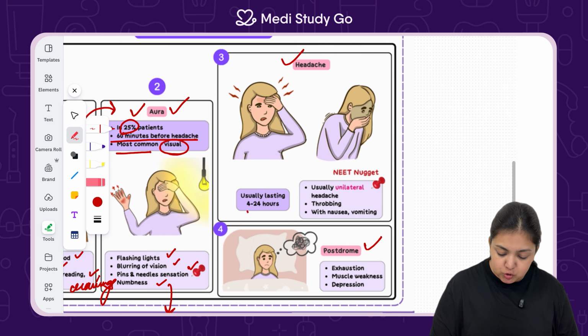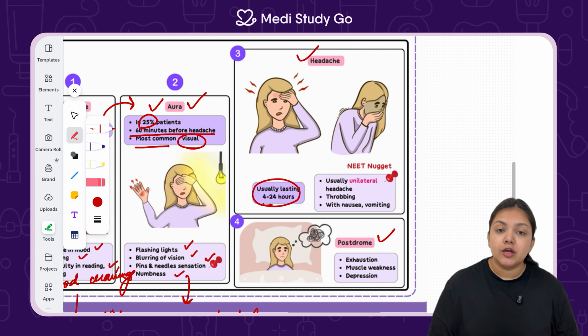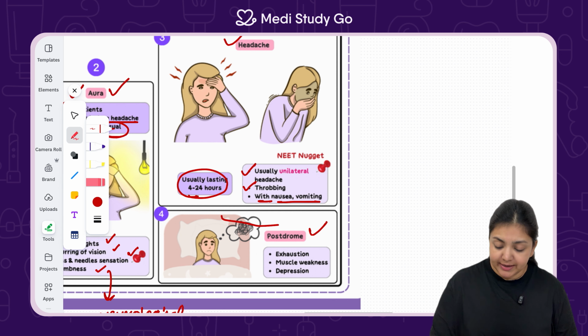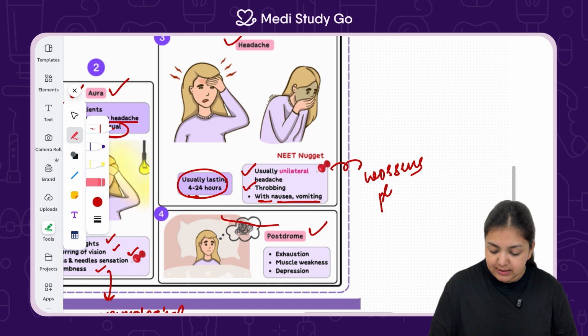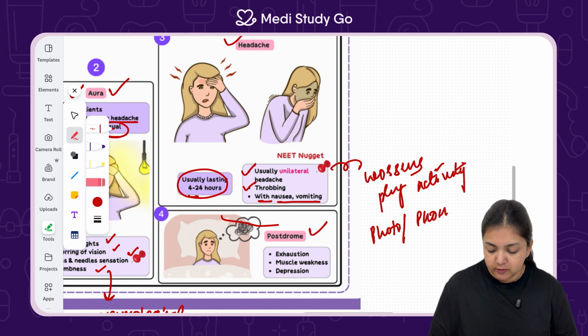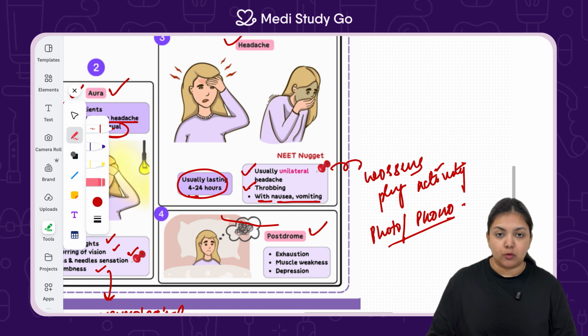In headache stage, it usually lasts for 4 to 24 hours. So the headache is usually unilateral of throbbing intensity and is accompanied with nausea and vomiting. This is the main headache stage where the patient is actually experiencing the pain. The headache stage also worsens if the patient does any physical activity. And the patient also experiences photophobia and phonophobia, which is sensitivity towards light and sound.